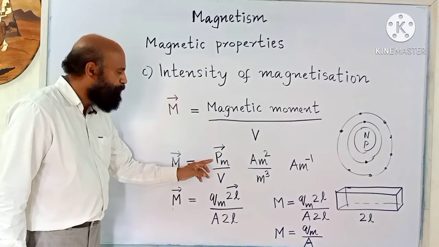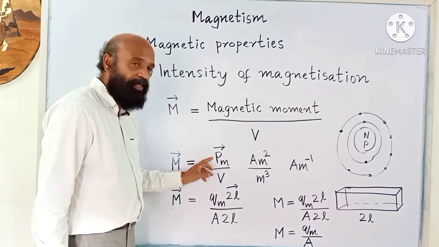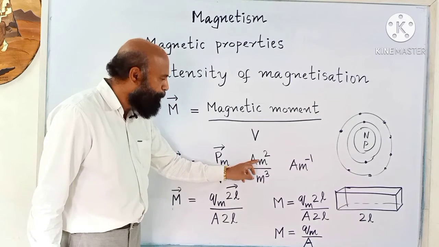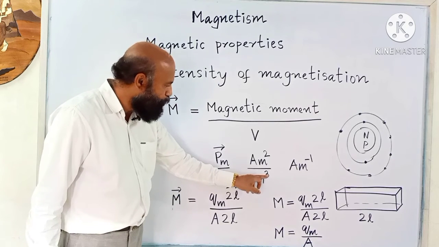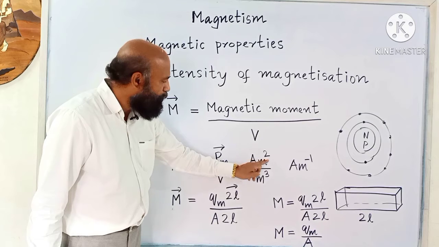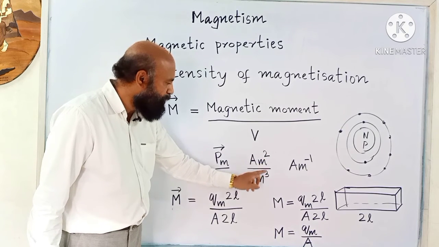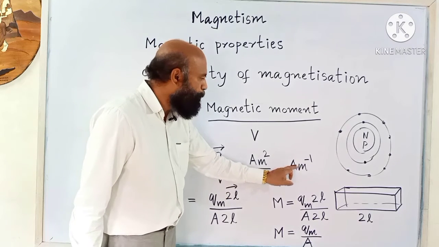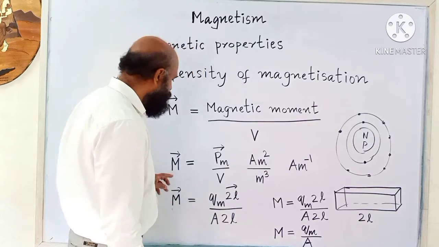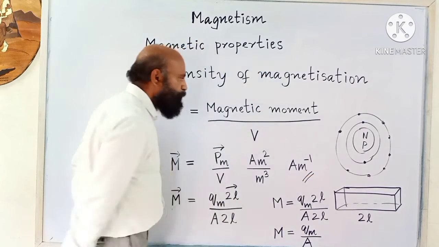Then magnetic dipole moment is measured in ampere meter square. Then volume is measured in meter cube. So meter square by meter cube will get cancelled. Only 1 by meter will be there. So ampere per meter. The unit of intensity of magnetization is ampere per meter.